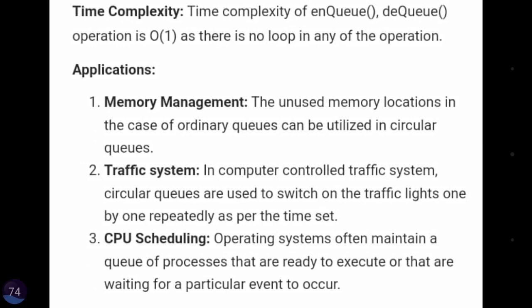Memory management. The unused memory locations in the case of ordinary queues can be utilized in circular queues. Traffic system. In computer controlled traffic systems, circular queues are used to switch on the traffic lights one by one repeatedly as per the time set. CPU scheduling. Operating systems often maintain a queue of processes that are ready to execute or that are waiting for a particular event to occur.